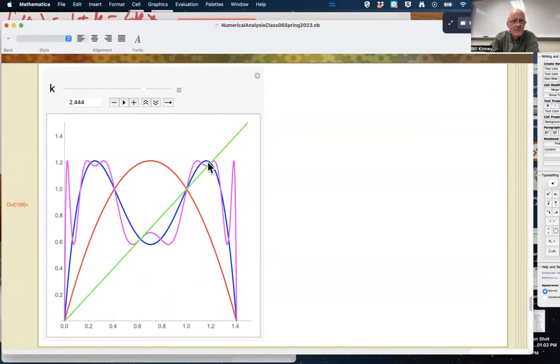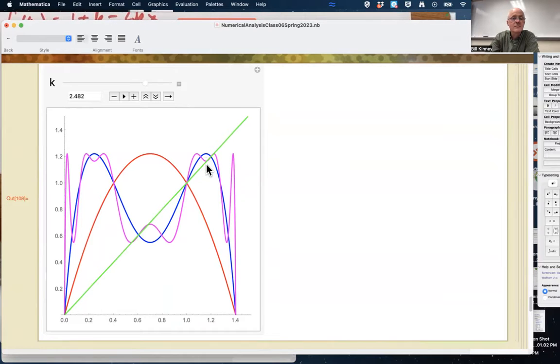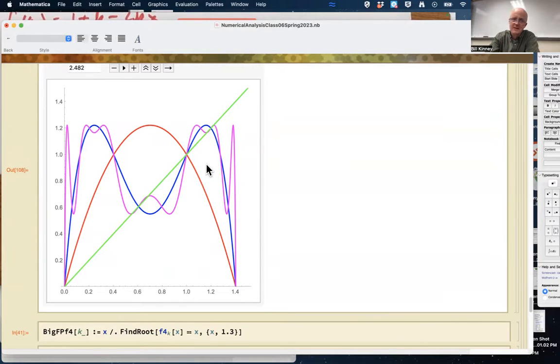Look up here, for example. The pink one is starting to fold enough that now we're going to get more fixed points of it. That's for F4 now. These are period 4 points of the original function. Yeah, I'm saying things a little wrong here in spots, but you're getting the basic idea.